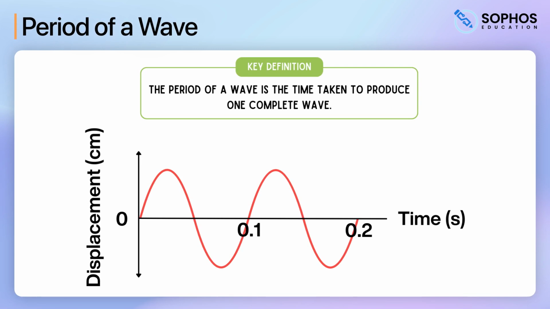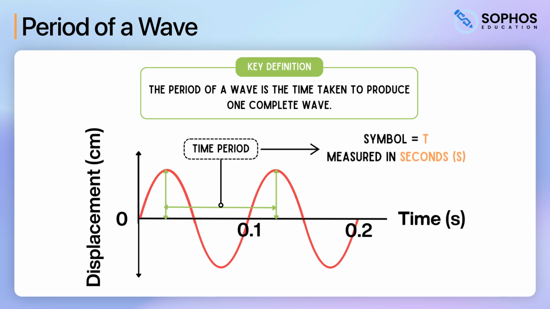It represents the time interval between successive identical points on the wave, such as the time from one peak to the next peak or from one trough to the next trough. The symbol for the period is T, and it is measured in seconds.